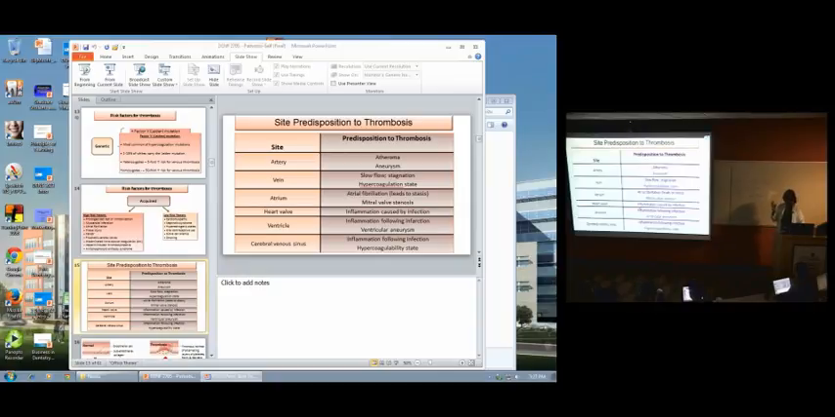thrombus formation. For veins, remember, most of the time it's due to congestion. You have slowing of the blood flow, there's stagnation, and that's also a mechanism. Another thing for veins is hypercoagulation. Those are the main things that predispose you to thrombus formation in the vein. In the atrium, it's the atrial fibrillation that I just discussed, which leads to stasis. And then you also have mitral valve stenosis. If you remember, the mitral valve is what connects the left atrium to the left ventricle.